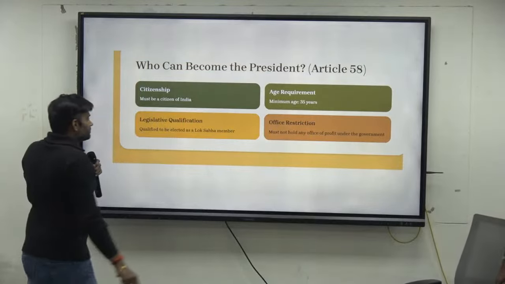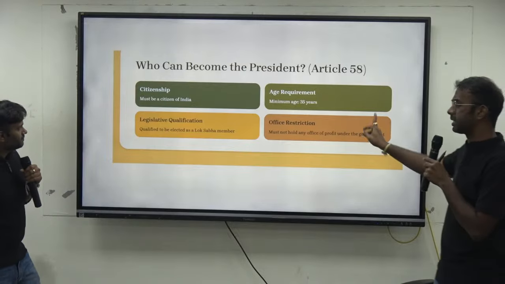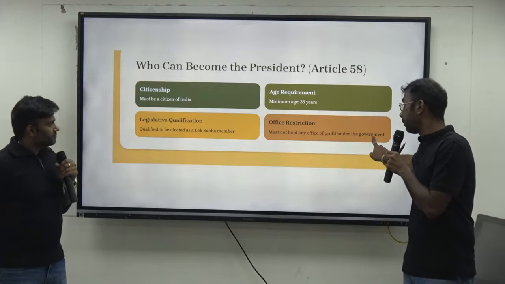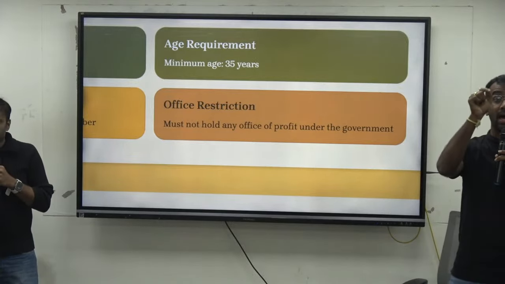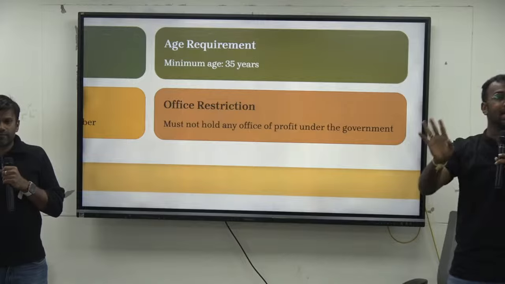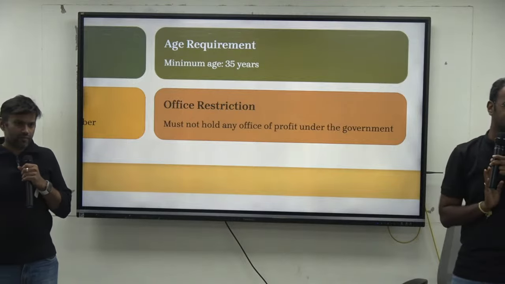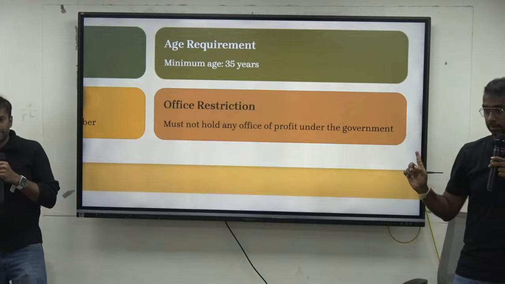Who can become the president? Again, citizenship: must be a citizen. These are the basics we should be knowing. And a very important thing is, he must not hold any office of profit. UPSC has asked: has office of profit been defined in the Indian constitution? Nothing is defined in our constitution. An act has to be passed. Got it?